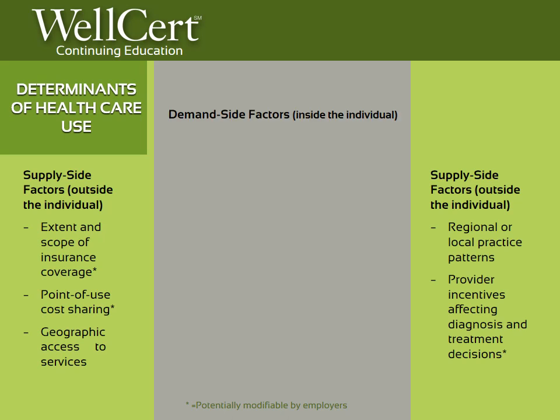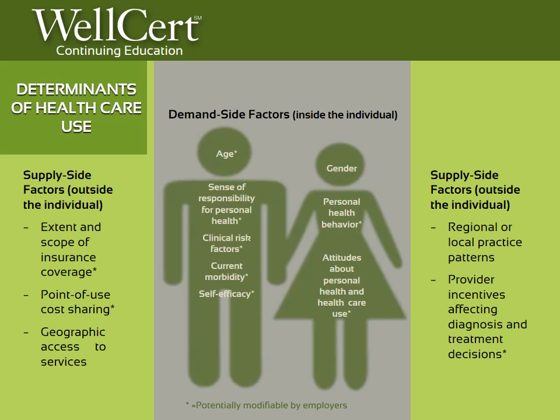Now let's switch over to the demand side factors from an economic context that are inside the individual. And we're going to look at those across these figures. And what you'll see again is the potentially modifiable nature that's indicated by the asterisk. And the two most powerful factors and variables that affect healthcare utilization are age and gender. And we're going to look at some of that data in a moment that really kind of shows you that. There is a differential use of healthcare between men and women, and there's a differential use associated with the age of the individual.